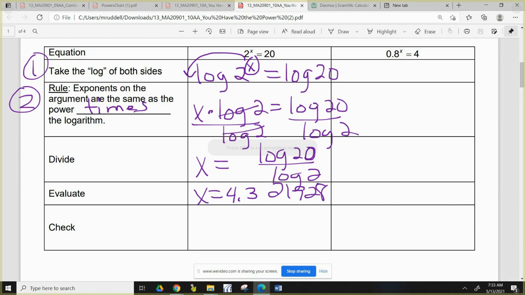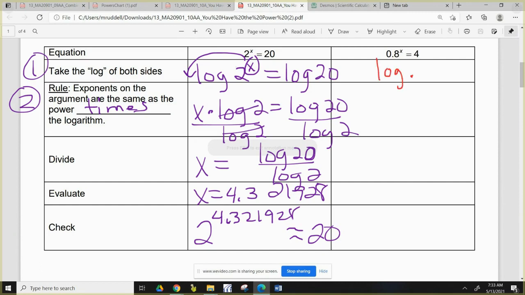If you wanted to check this, it's not required, but if you wanted to, you could raise 2 to the power of 4.3219, and you would get 20. Now, that's probably going to be close. In fact, you'll see this written as approximately, because somewhere we rounded that decimal. So this might come out exactly 20, but it's going to be very close. Approximately 20.